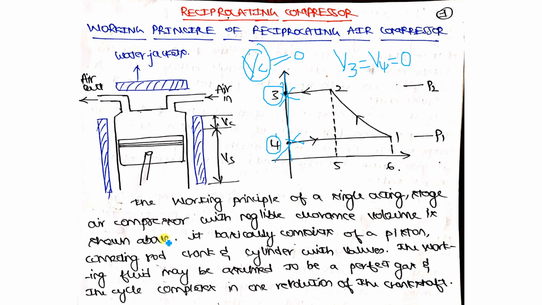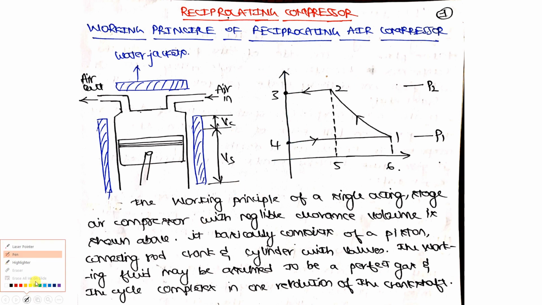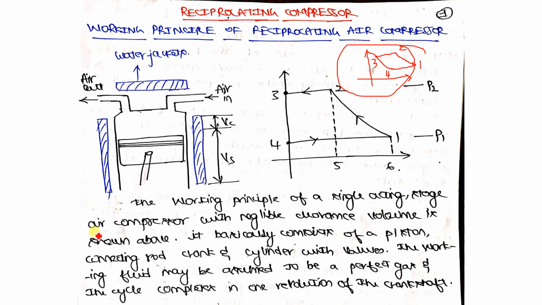Okay, suppose you want to consider the clearance volume, then your PV diagram will look something like this. You have seen this particular PV diagram in the Brayton cycle also. So this becomes your 1, this becomes your 2, this becomes your 3, and this becomes your 4. So this is how it looks in case you are considering the clearance volume. If you are not considering the clearance volume, the state points 3 and 4 will be on the axis itself.